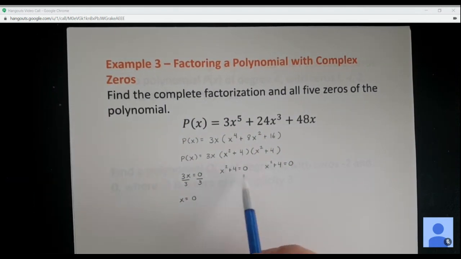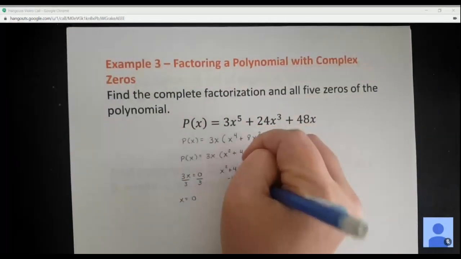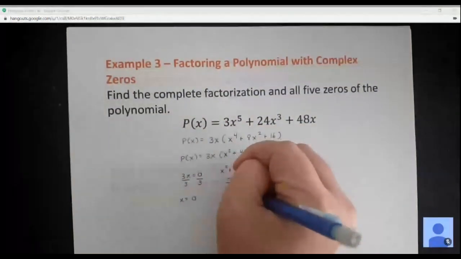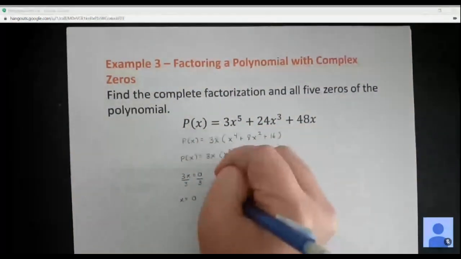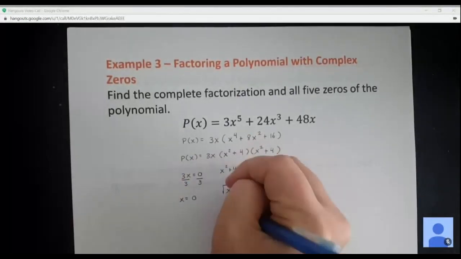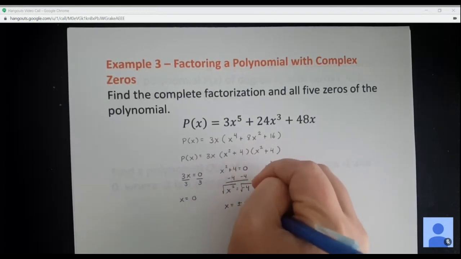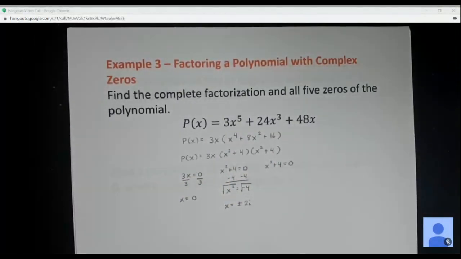Now, what about the second equation here then? What could I do? It is going to be 2i, right? So we're going to subtract the 4. So x squared equals negative 4. And then we take the square root of both sides. And it is going to be plus or minus. Good, Naomi. So we've got x equals plus or minus 2i once I solve that.